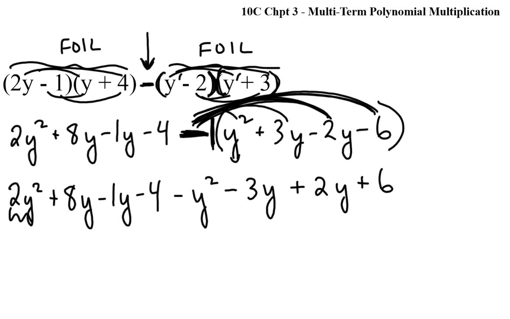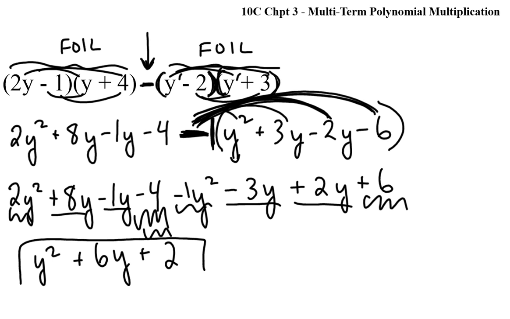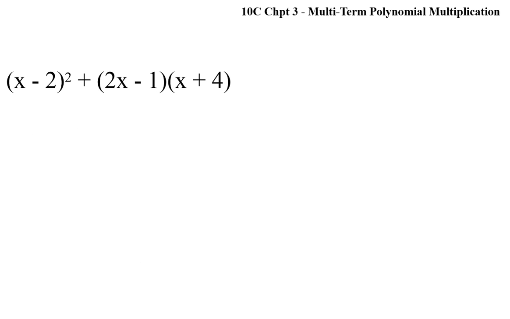Combine like terms. Here we go. 2y squared and negative 1y squared is a y squared. 8y, negative 1y is 7y. Minus 3 is 4. Plus 2 is 6y. And negative 4 with the positive 6 is a positive 2. And there's your simplified form. So questions get big and questions get a little ugly.